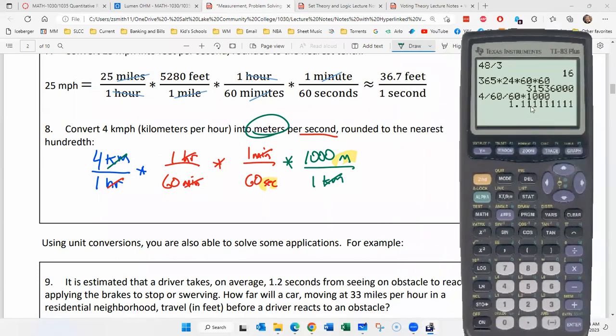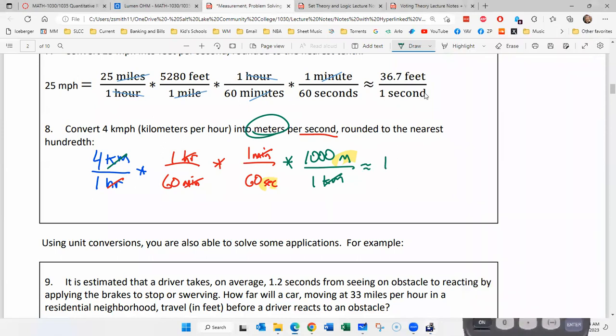Now this decimal goes on forever, but they do ask us to round to the nearest 100th. Now the 100th is the second one. We look to the right of that, and that 1 does not round it up, so we would just have 1.11. Approximately 1.11 meters per second.